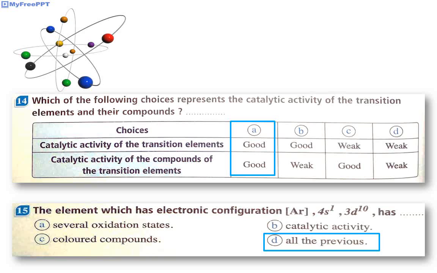So there are different oxidation states, as it will lose an electron from the s orbital, or it will lose one from its d orbital. When it loses one of the electrons, it will be colored and it is very active, as it loses one electron or more.